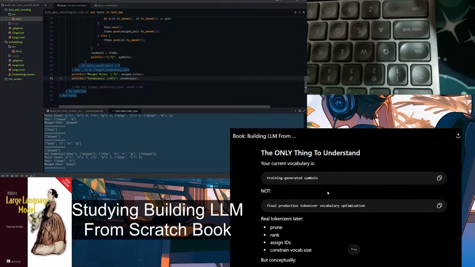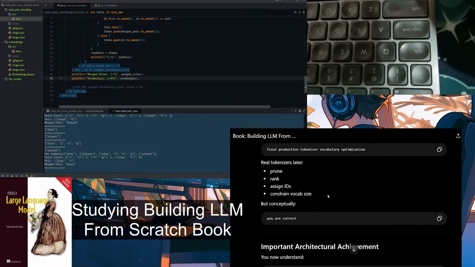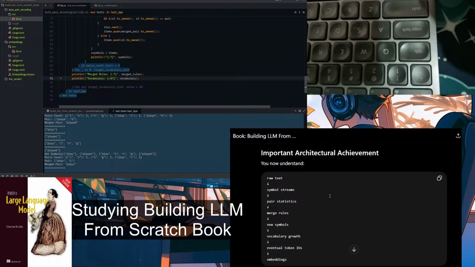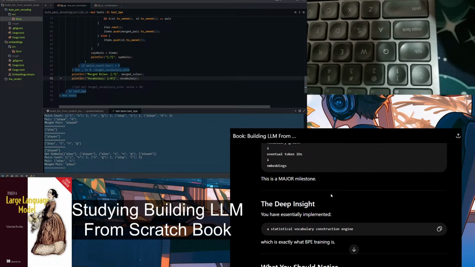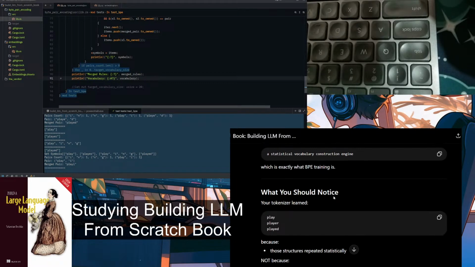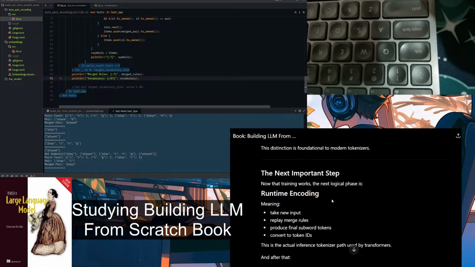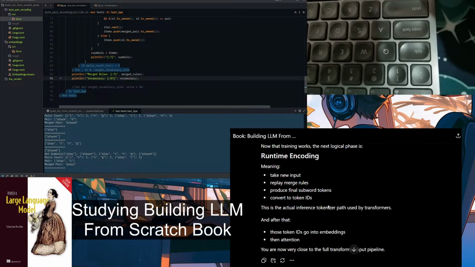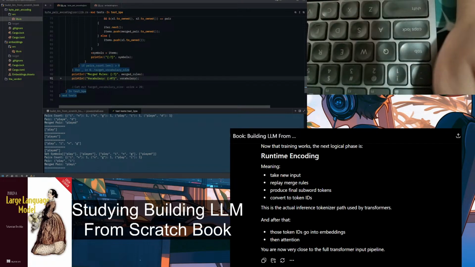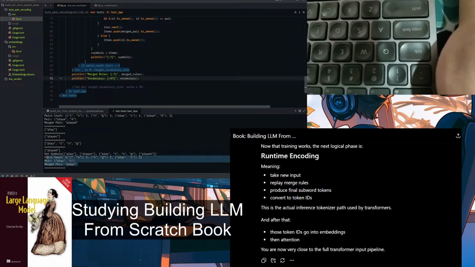Training generated symbols, not final production. So real tokenizers later prune, rank, assign IDs. You should notice your tokenizer learned. Okay, so the next important step is not training works. The next logical step is runtime encoding. Take new input, replay merge rules, produce final subword tokens, convert to token IDs. Okay. So gagawa ako ng parang, so ito na mapoproduce ko dito.